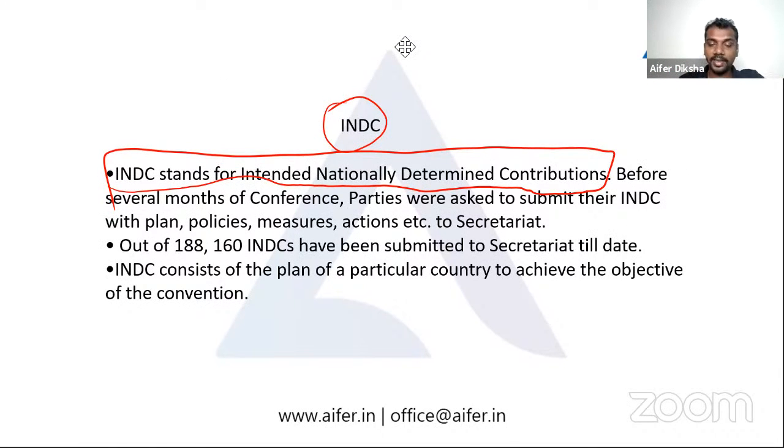What do you mean by INDC? The expansion is asked, and it may be asked again, there is a chance. INDC can be expanded as Intended Nationally Determined Contribution. Okay, that's what INDC is all about.